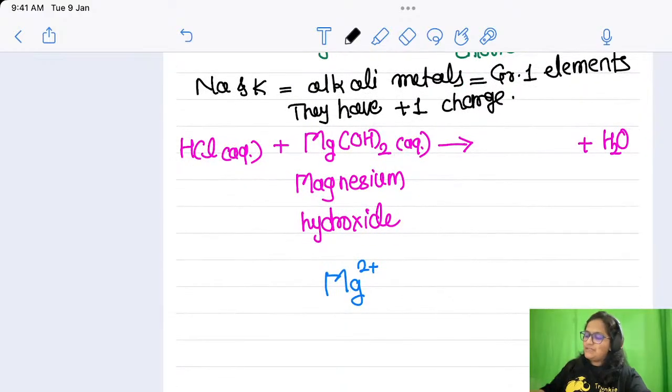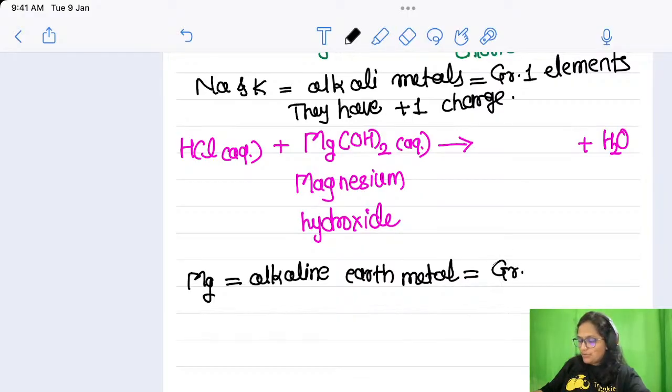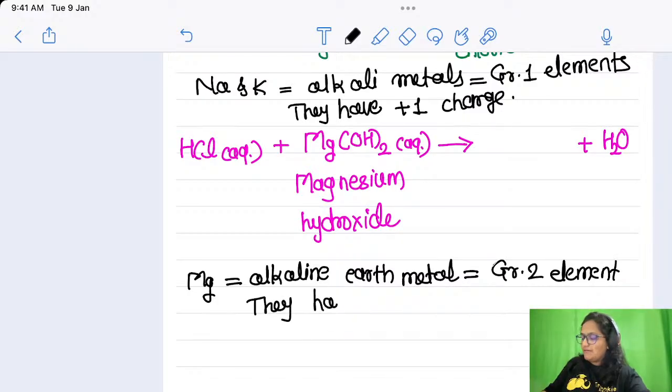Now Mg is not an alkali metal, but Mg is an alkaline earth metal. That also I will write down here. Magnesium is an alkaline earth metal, that is, it belongs to group 2 of the periodic table. So it is a group 2 element, and alkaline earth metals have plus 2 charge on them, right?